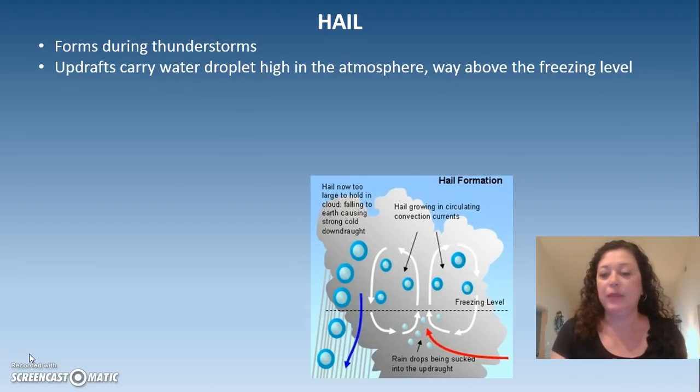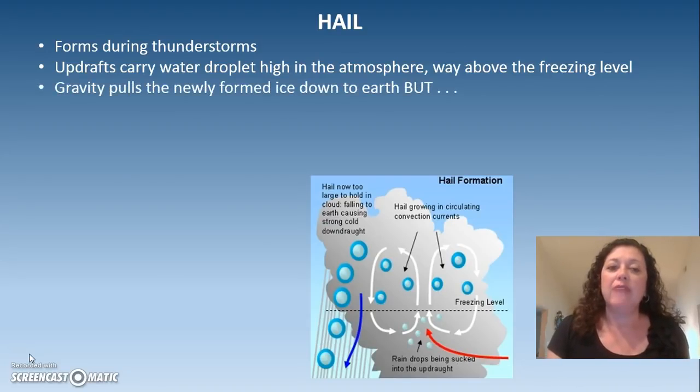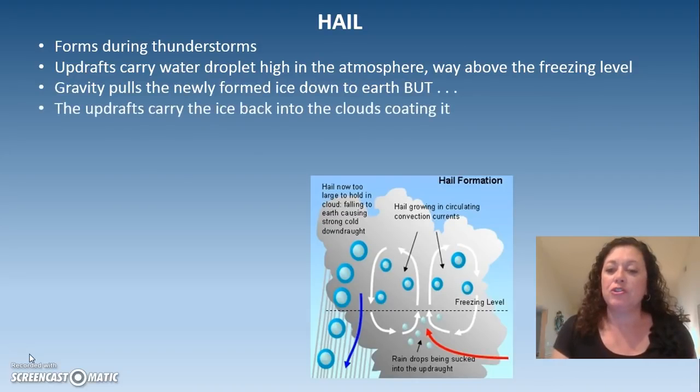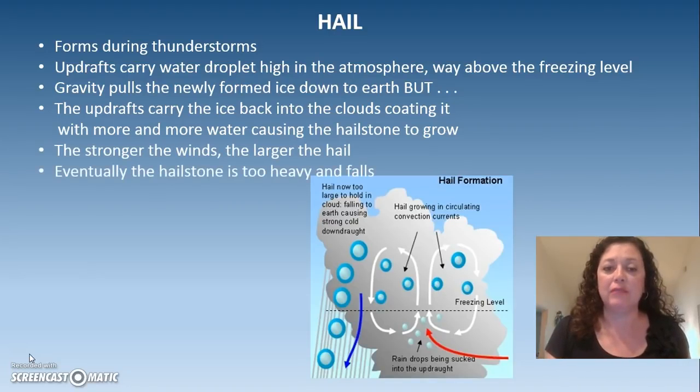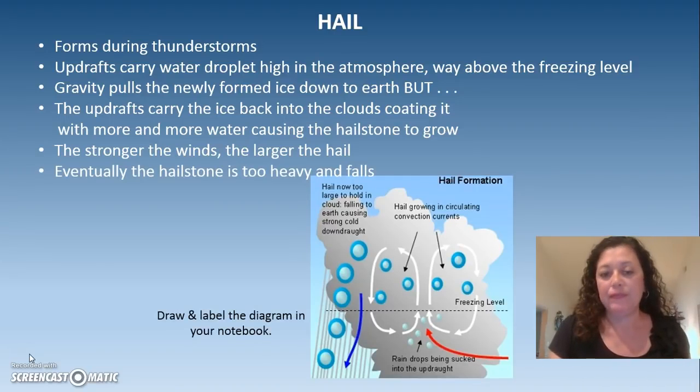This process can take place many times before the hail finally falls. So, if you think about the larger the hail, you have to know then the larger or the stronger the winds are. So the worse the storm is. So the gravity pulls the newly formed ice down. The updrafts carry the ice back into the clouds over and over again, causing the hailstone to grow. Of course, again, like I said, the stronger the winds, the larger the hail. And then eventually the hailstone is too heavy and falls.